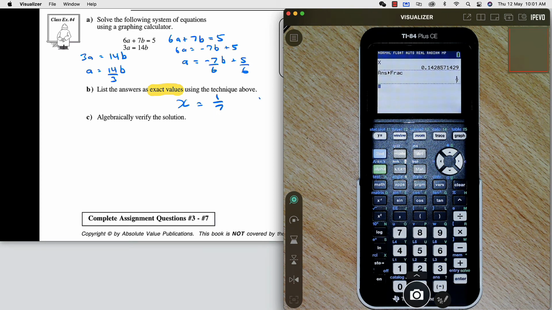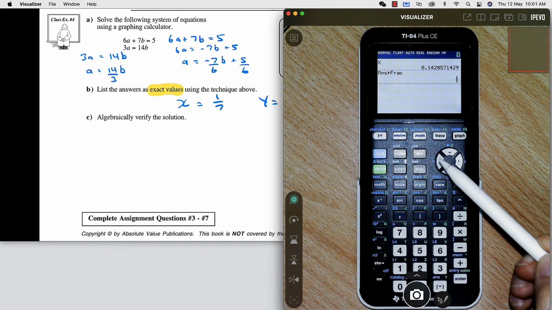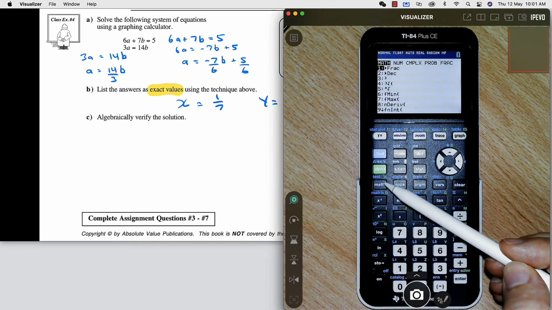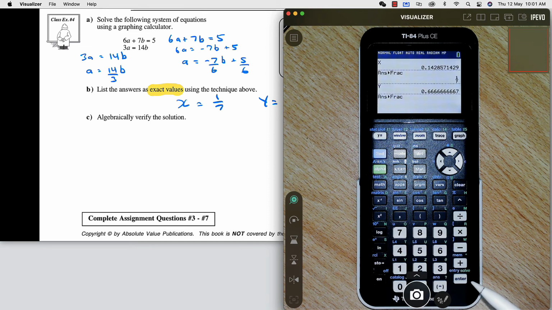Okay, and what about the Y? What does it equal? Well, to figure out the Y, we're just going to go to the alpha and then 1. You can see it brings up a Y, and press enter. And same thing, it's going to give us the stored Y value as a decimal. And to convert that to a fraction, I just go math, 1, enter, and confirm, and it says that the Y is 2 over 3.